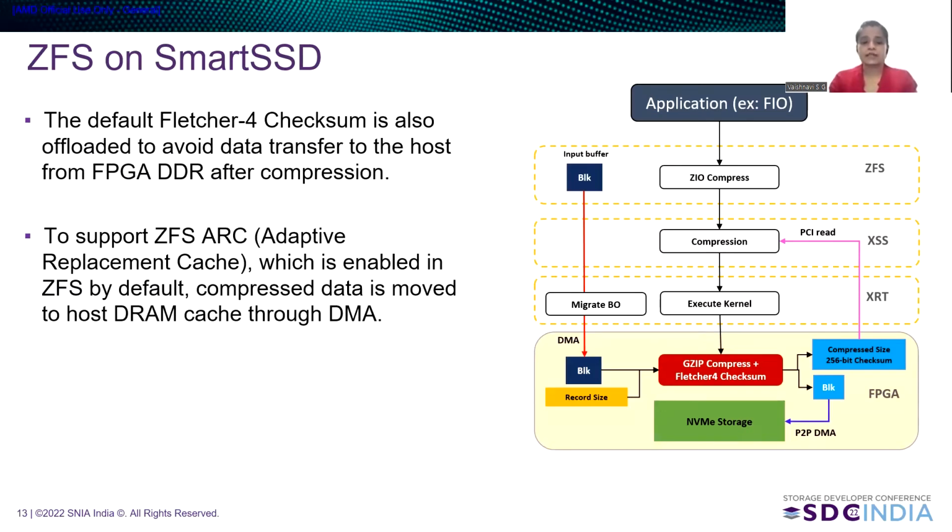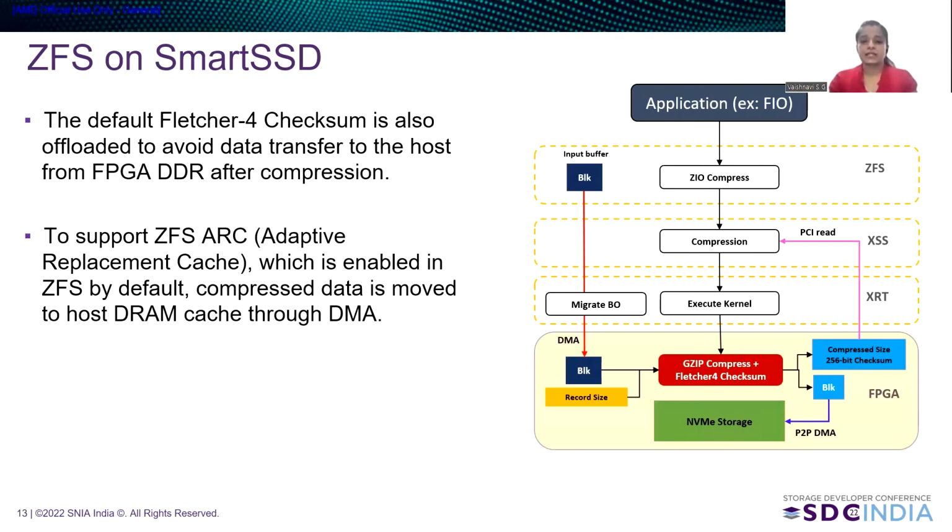In the ZIO pipeline, after the compression, the compressed data is further processed for checksum calculation. In case of P2P flow, as the compressed data is in FPGA DDR, it is not ideal to compute checksum on compressed data by the host. Therefore, the default Fletcher-4 checksum algorithm used by ZFS is also offloaded to the FPGA. The checksum computation is done right after the GZIP compression. And then XSS reads the compressed size and 256-bit checksum information from FPGA DDR and passes it to the ZFS.